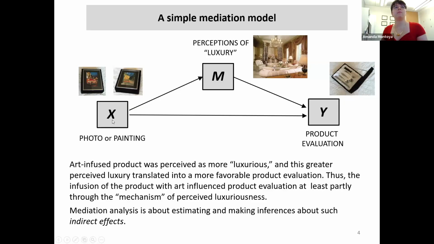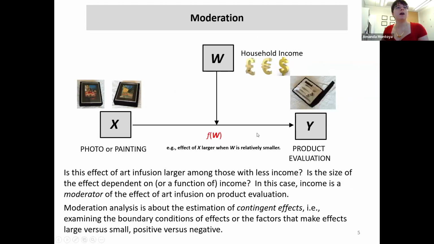A quantification of this effect would be called an indirect effect, which is what we'll focus on in our mediation section. By contrast, we might think about other questions like when or for whom, under what circumstances does this effect occur? And what we might see is that there are variables that moderate the effect of the manipulation on product evaluation. An example of this might be household income, where we might want to know if this art manipulation is larger or smaller for individuals with higher or lower income.